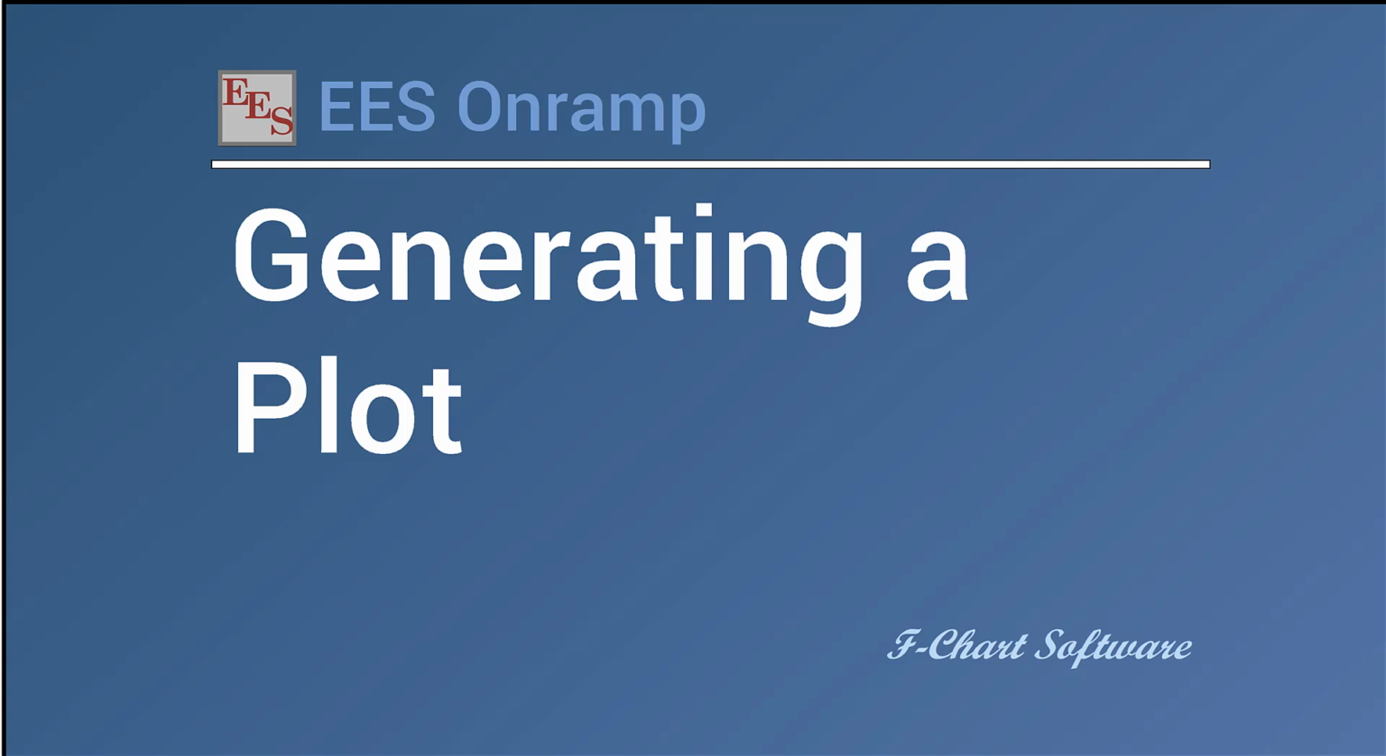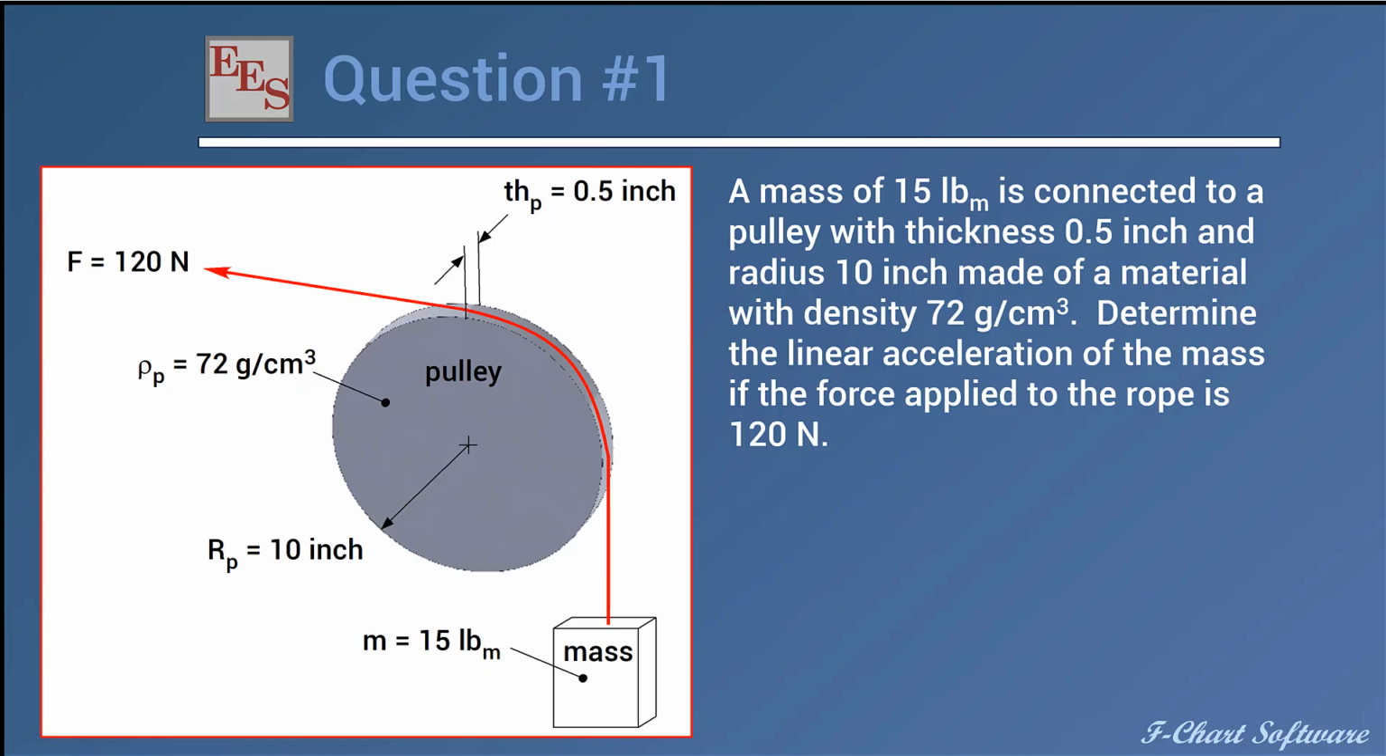So in a previous video we talked about how we can use EES to generate parametric tables that allow us to explore how a dependent variable changes as you change an independent variable. And we used this particular problem to illustrate that process. Again, this is exercise 2, question 1 in the EES On-Ramp course, and it shows the process of solving a very simple dynamics problem where a pulley is being used to lift a mass.